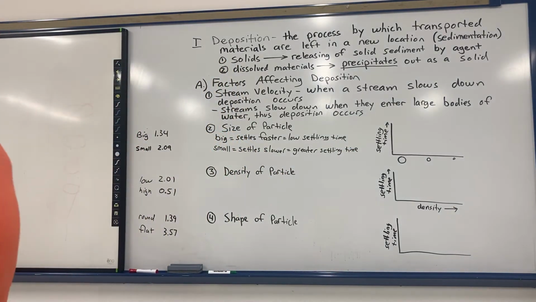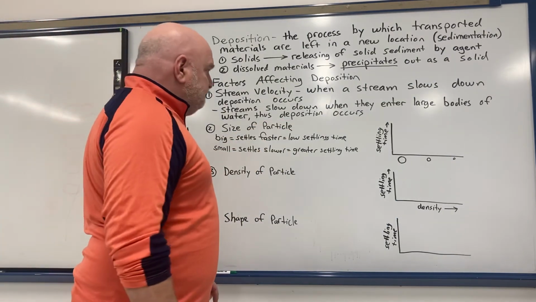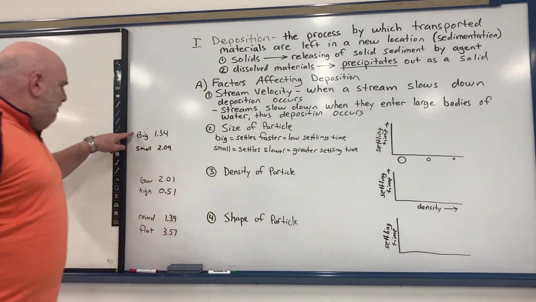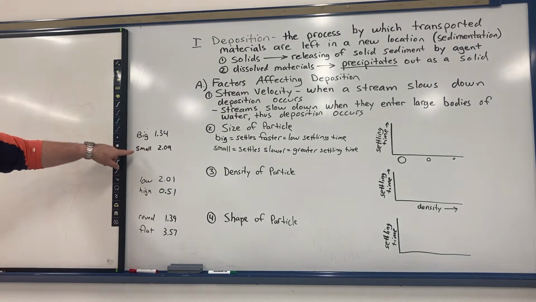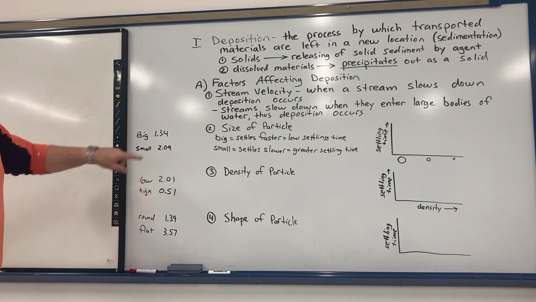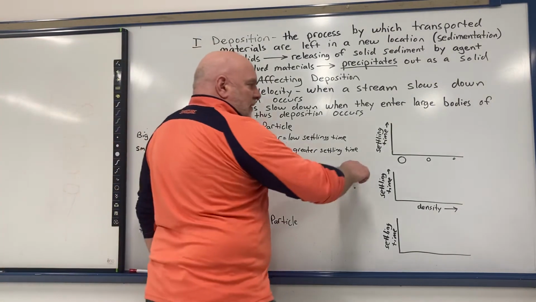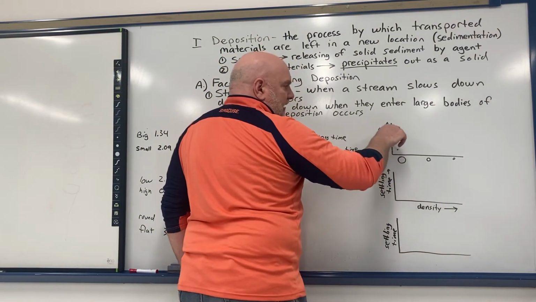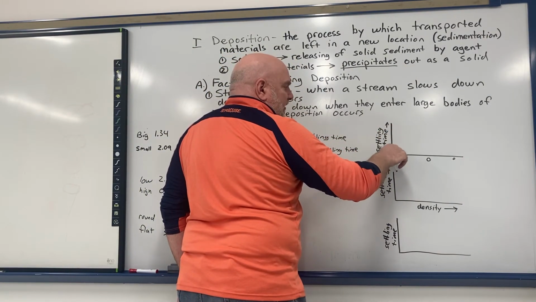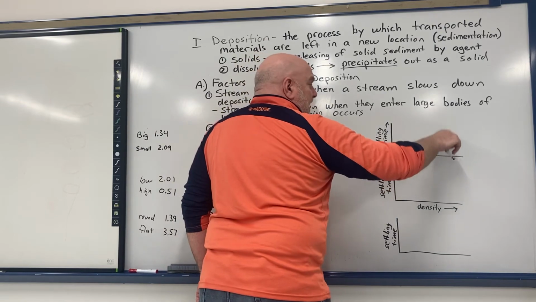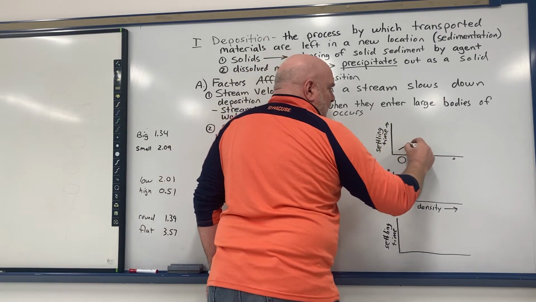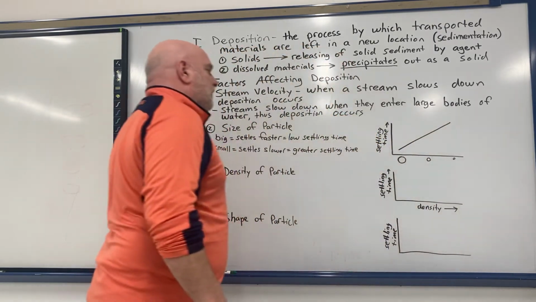All right. So on my graph over here, what I should have noticed is the big particle had a small time and the small particle had a big time. So on my graph here, the big one had a small time, the little one had a big time. So my graph went up like this.